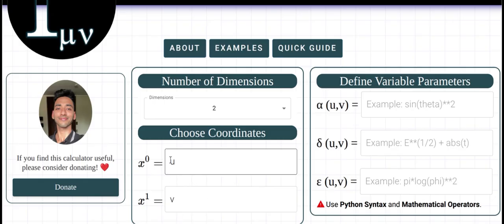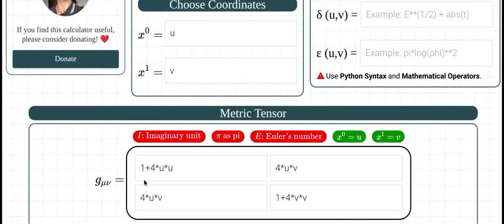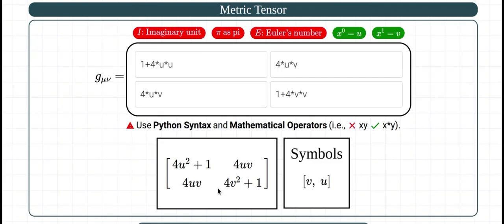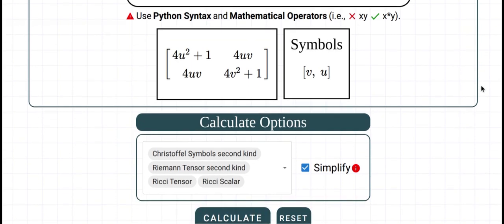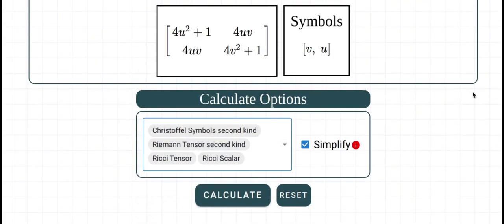So you define your two parameters. We got u and v. You type in your metric tensor, which we found. So we had 1 plus 4u squared, 4uv, 1 plus 4v squared. You type that in, and he shows you what your metric tensor is. And then you go here and you choose what you want. So I wanted Christoffel symbols of the second kind, a Riemann tensor of the second kind. That's where you have an index in the covariant position. The Ricci tensor and the Ricci scalar. And you hit calculate, and look what you get.